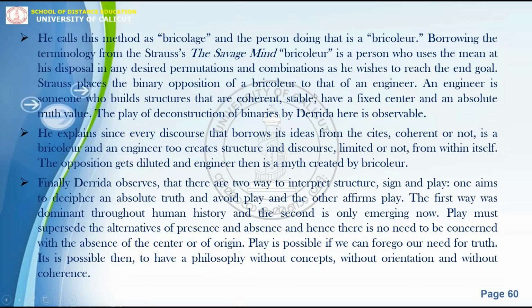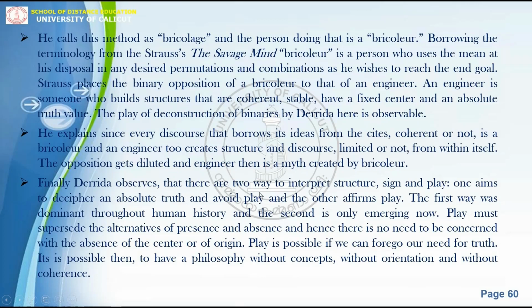Strauss places the binary opposition of the bricoleur to that of an engineer. An engineer is someone who builds structures that are coherent, stable, have a fixed center and an absolute truth value. The play of deconstruction of binaries by Derrida here is observable. He explains, since every discourse that borrows its ideas from the sides, coherent or not, is a bricoleur, and an engineer too creates structure and discourse, limited or not, from within itself. The opposition gets diluted, and the engineer then is a myth created by the bricoleur.